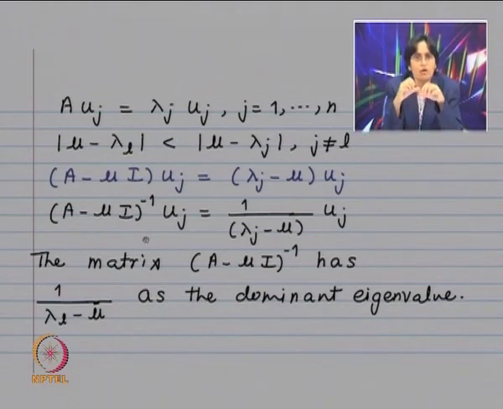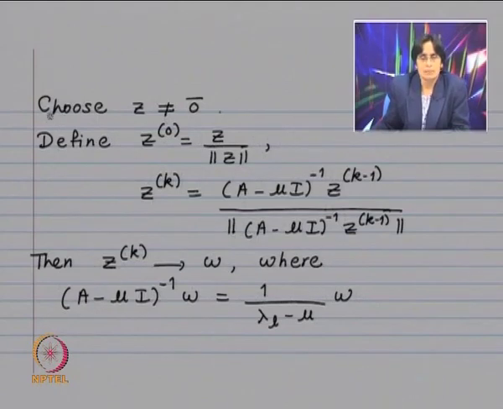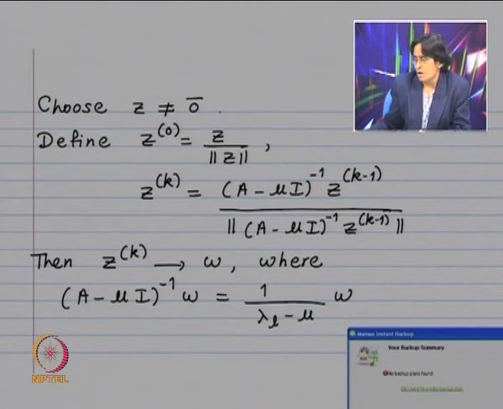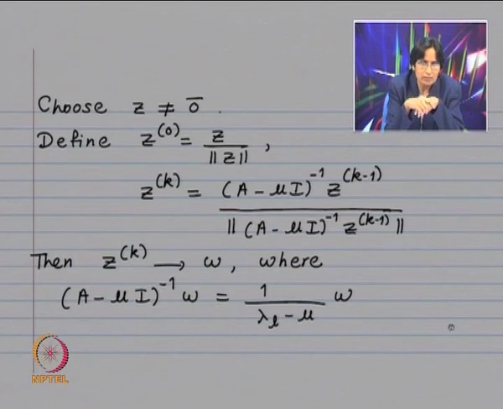In power method, we need a dominant eigenvalue. So, now our (A minus mu I) inverse has dominant eigenvalue 1 upon lambda l minus mu. So, modulus of 1 upon lambda l minus mu is strictly bigger than 1 upon modulus of lambda j minus mu. So, here are our iterates. Choose z not equal to the 0 vector, an arbitrary vector. Define z 0 to be equal to z upon norm z, and then z k, the kth iterate, will be (A minus mu I) inverse z k minus 1 divided by its norm. So, it is exactly the power method applied to the matrix (A minus mu I) inverse.